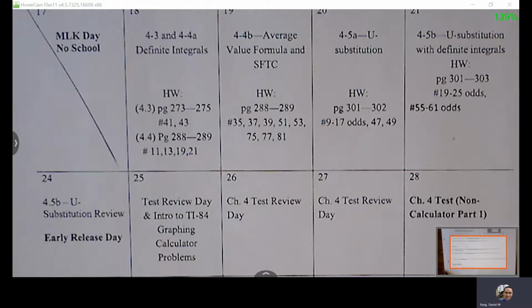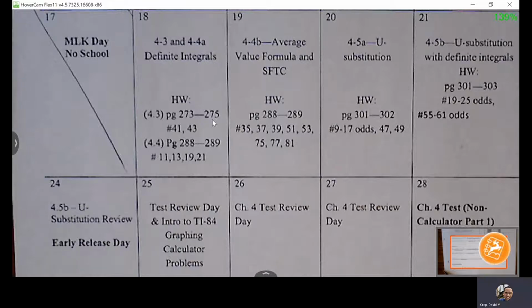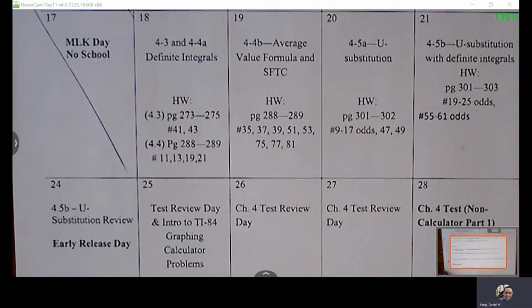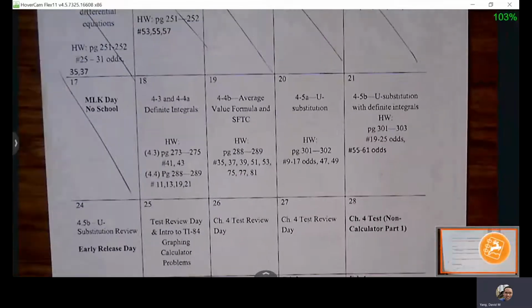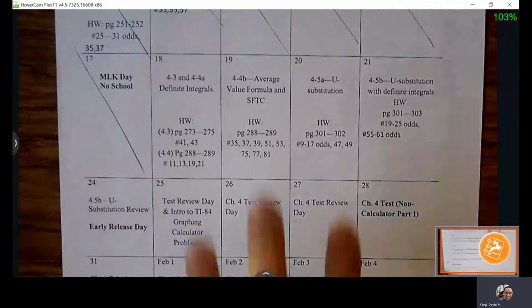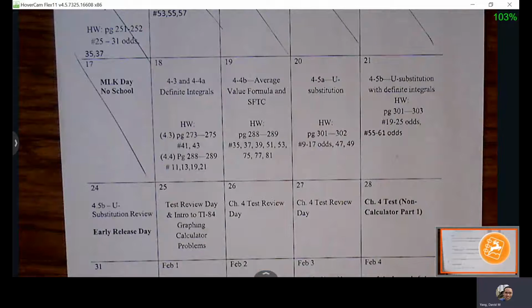All right, let me go over the calendar for this week. Okay, so this week we're going to be doing the second part of chapter 4. We're going to be moving into definite integrals.